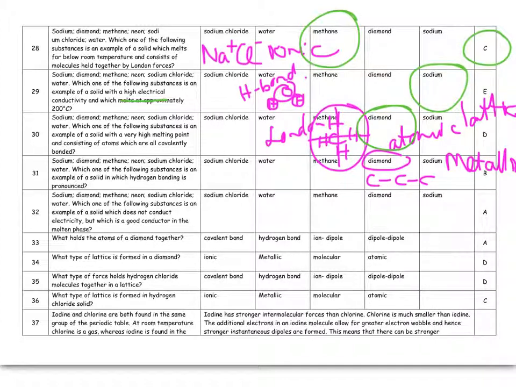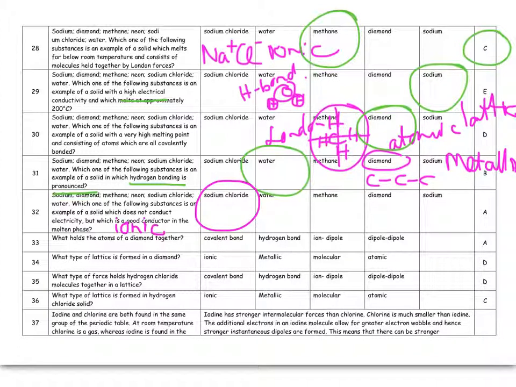Then they say which one has pronounced hydrogen bonding. Hydrogen bonding is in water, ammonia, and hydrogen fluoride. So the answer is going to be water. And then finally, they ask us which one does not conduct electricity normally, but is a good conductor if I melt it. Now we know that ionics don't conduct as solids, but they do conduct in the liquid phase. So sodium chloride is your correct answer.